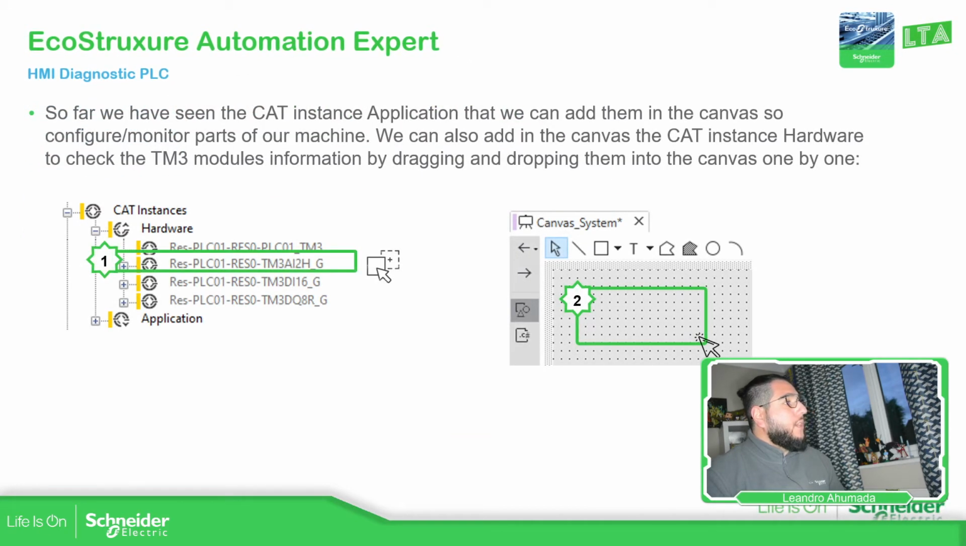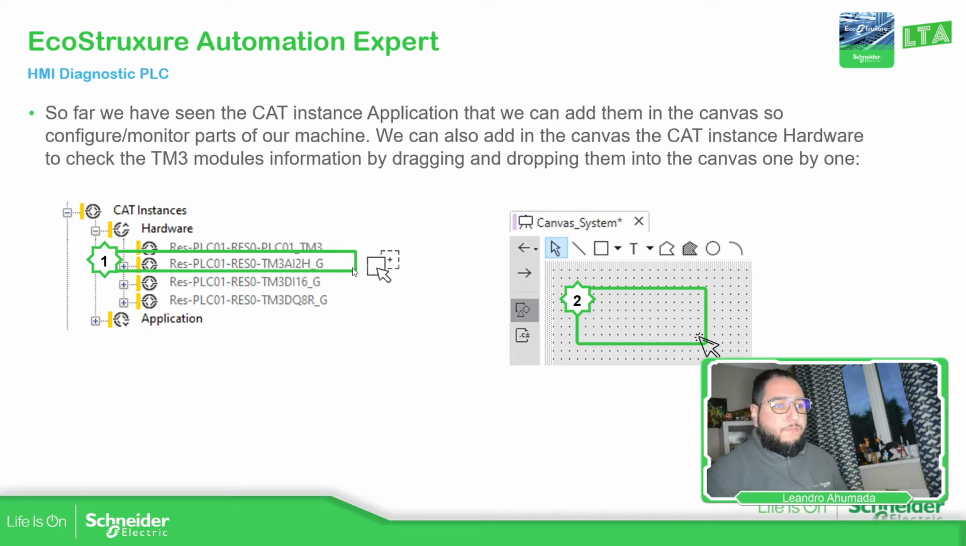So basically, when we configure our hardware, we have added the TM3 modules. Those TM3 modules are part of a CAD hardware based on the library that we have added in our solution. So when we add these TM3 modules with the CAD hardware, it creates an instance. This instance, we can use it also in the graphical part.